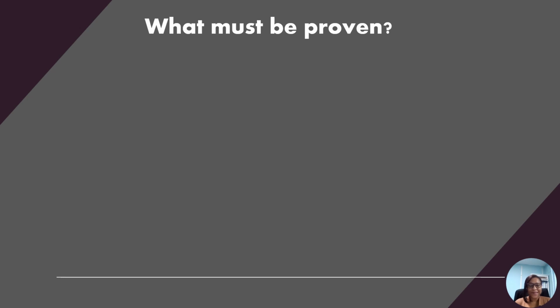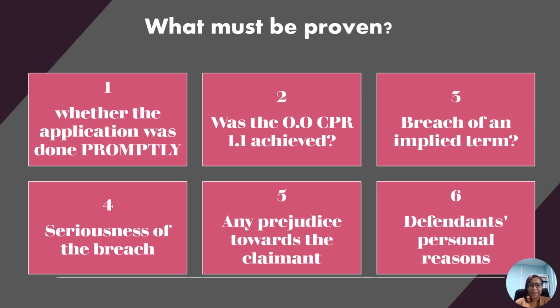Where a default judgment has been entered against a defendant, the defendant has a right to apply to the court to set aside the default judgment. The court must have regard to the following. 1. Whether the application was made promptly. 2. Was the overriding objective achieved? 3. Was there any breach of an implied term? 4. What was the seriousness of the breach? 5. Was there any prejudice towards the claimant? And 6. What are the defendant's personal reasons?